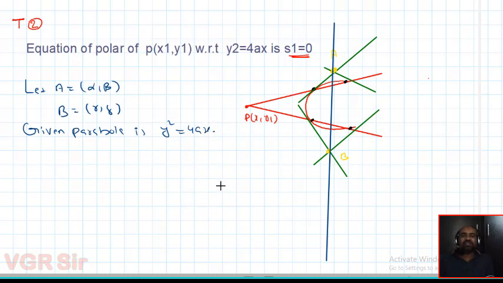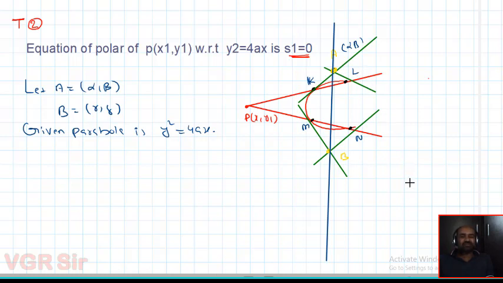Observe, students, the important thing is, give some names for this. Say this is K and this is L. Say this is M and this is N. For the point A, say alpha comma beta. PKL is the chord of contact.